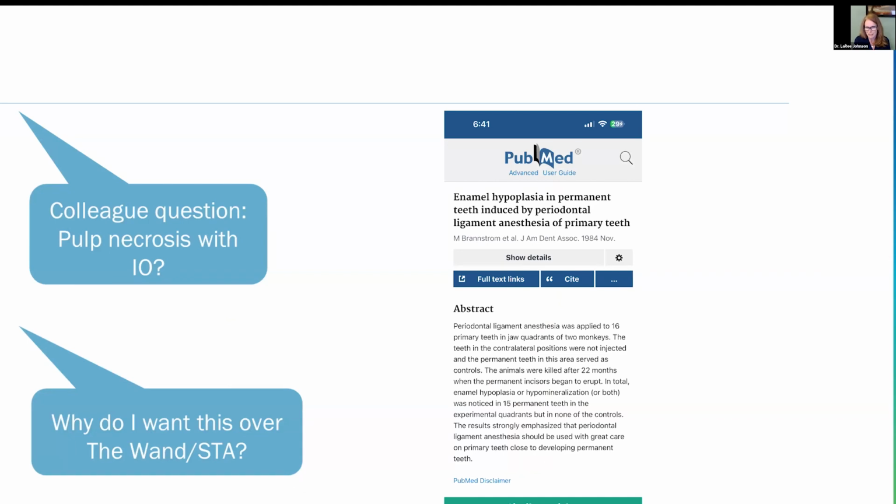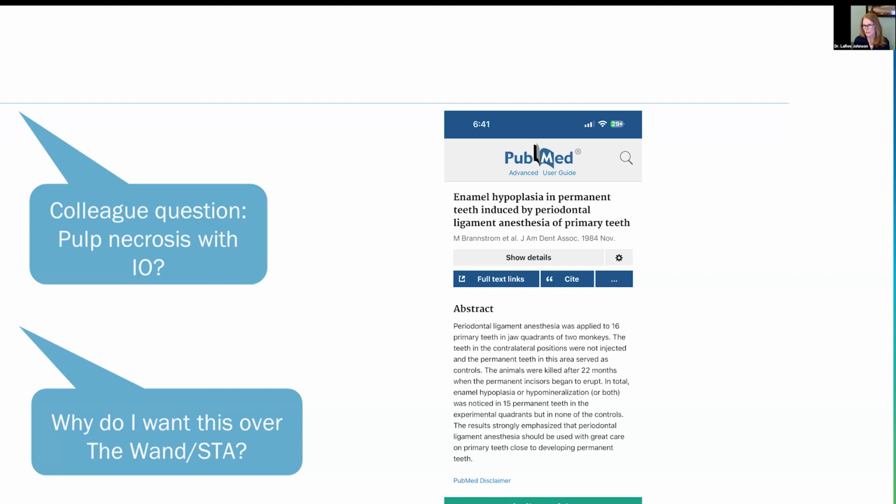So people often ask, does this cause pulpal necrosis? Because we're delivering the solution at the apex of the tooth. Is it hypervasoconstriction? Is it doing this? No, it's not. And then the other question that's so common is, why do I want this over the Wand or the STA, the single tooth anesthesia? Well, for all those reasons.